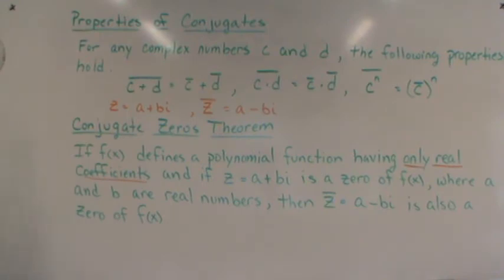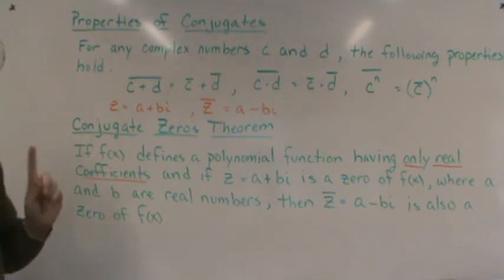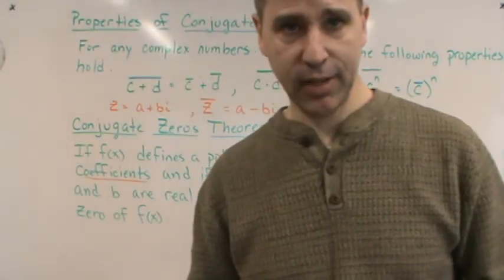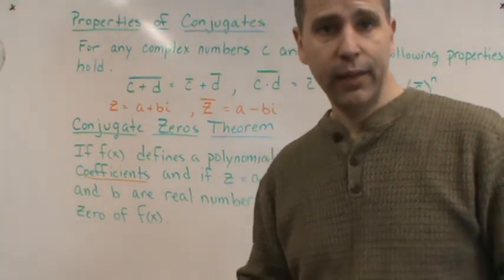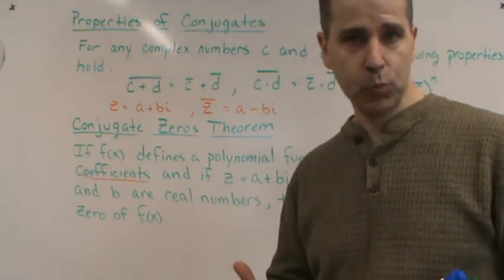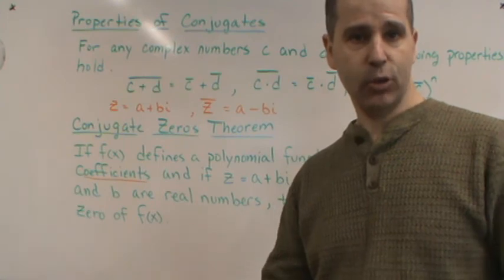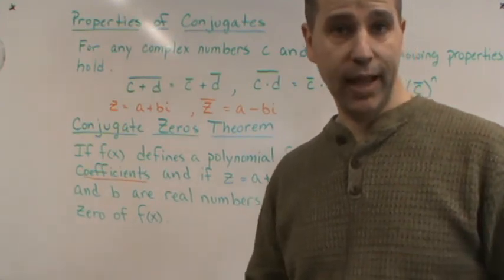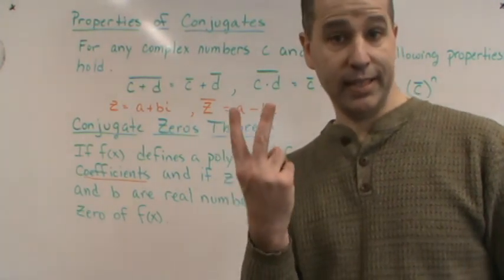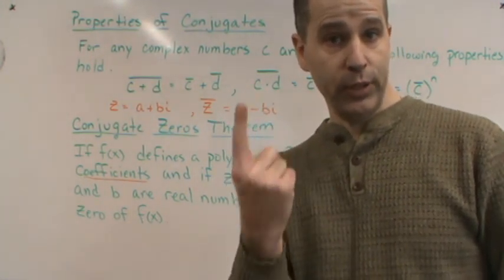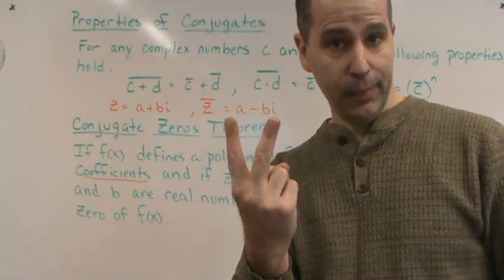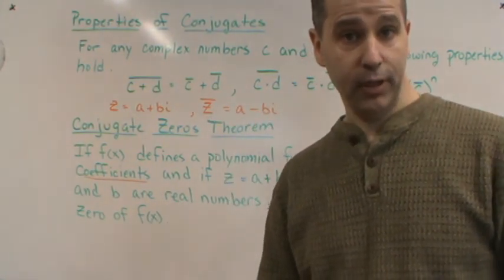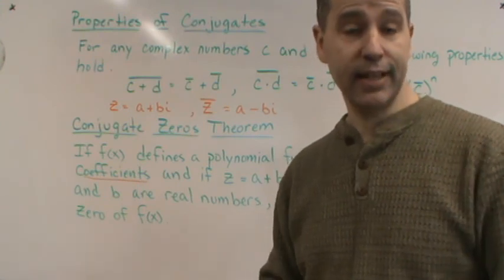So basically what this is saying is if we have a complex number that is a zero for a given polynomial, then we automatically get the conjugate as a zero as well. That's where we get conjugate pairs. If we know one, we get the other automatically for free. And that's going to help us factor polynomials, as we're going to see in the next example.